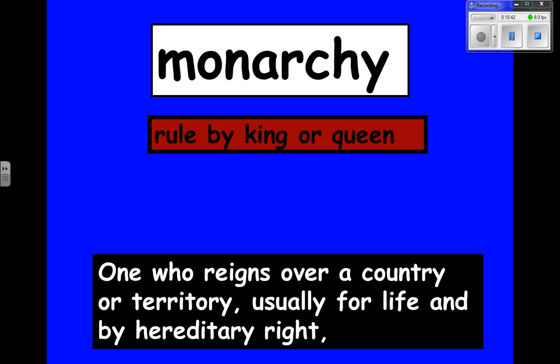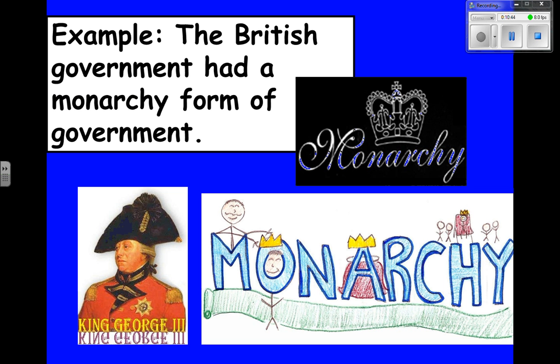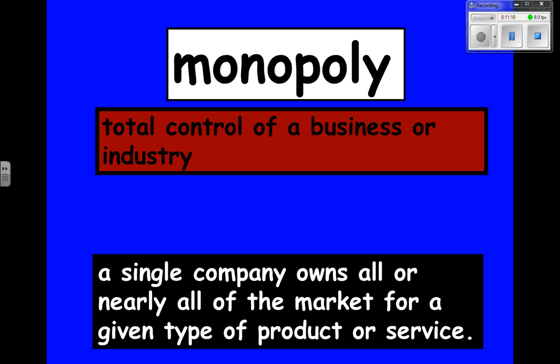Well, in colonial times, the British government had a monarchy form of government. They had a king. And you know what? Back in the colonial period, there were a lot of examples around the world of monarchies and kings and queens. They're a lot less popular now than they were back during that time period.